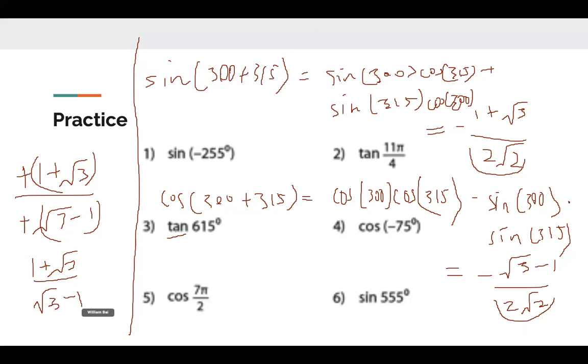Hold on. Okay, right, that is correct. Sorry. And this can actually simplify to 2 plus root 3. That's why I got confused. Okay. This simplifies to 2 plus root 3. And that is your answer.